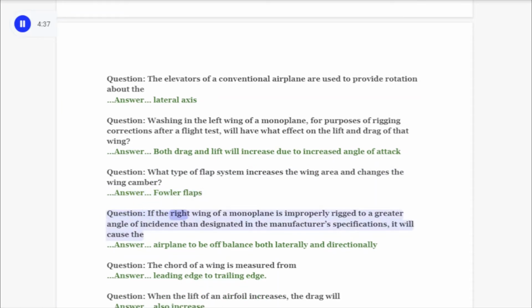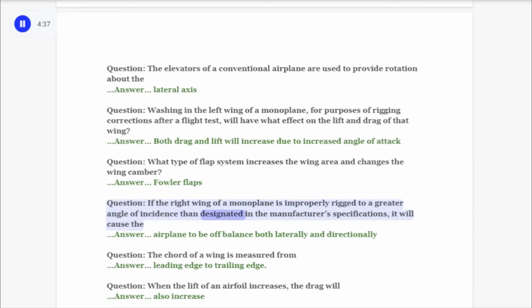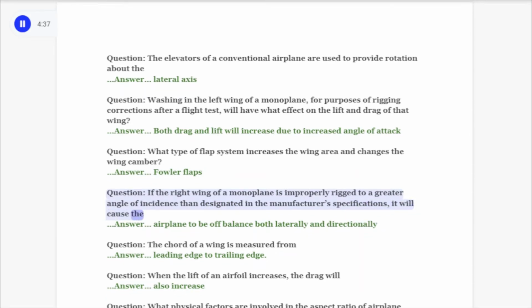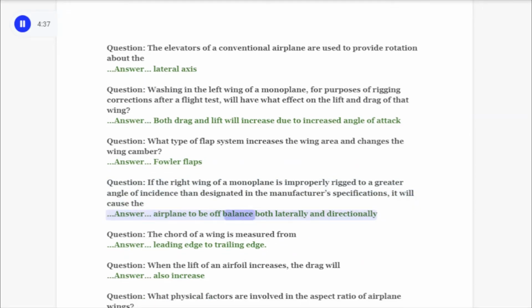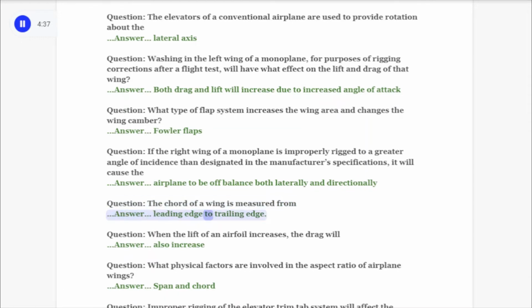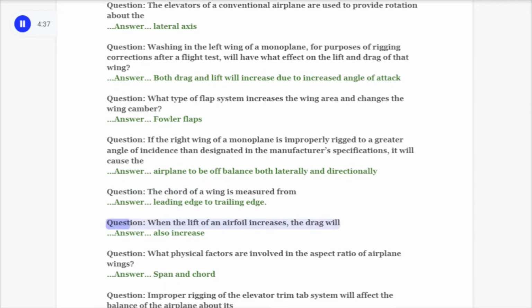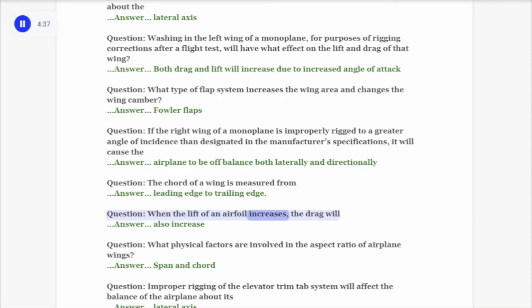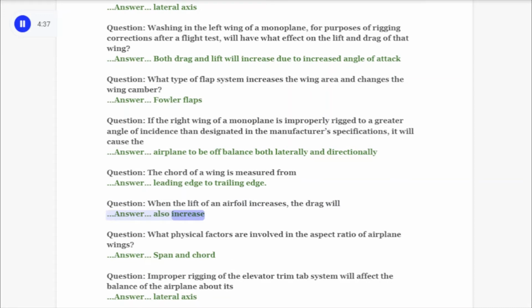Question: if the right wing of a monoplane is improperly rigged to a greater angle of incidence than designated in the manufacturer's specifications, it will cause the... Answer: airplane to be off balance both laterally and directionally. Question: the chord of a wing is measured from... Answer: leading edge to trailing edge. Question: when the lift of an airfoil increases, the drag will... Answer: also increase.